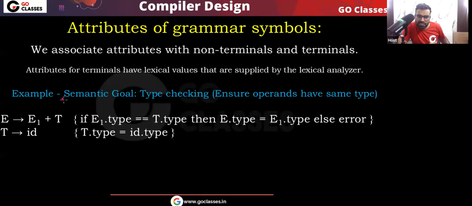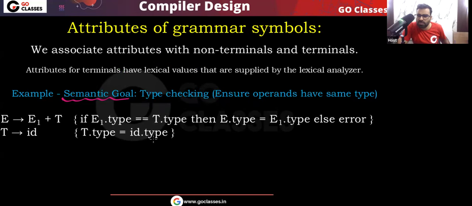Let's assume that our semantic goal is type checking. I told you that one of the very important tasks of the semantic analyzer is type checking. Yes or no? In semantic analysis, one of the most important tasks to do is type checking. Type checking means we want to ensure that operands have the same type, or I can say operands are of compatible types.